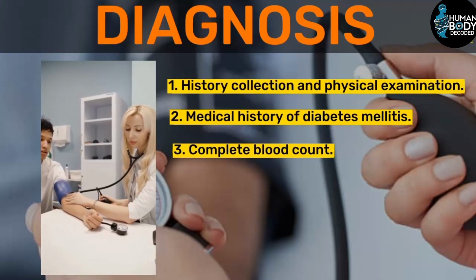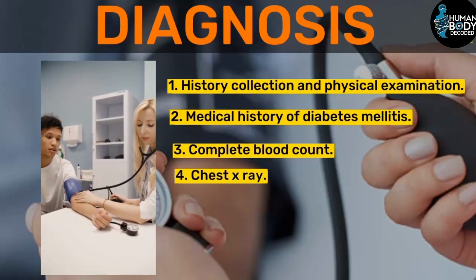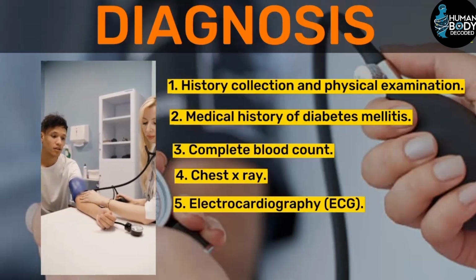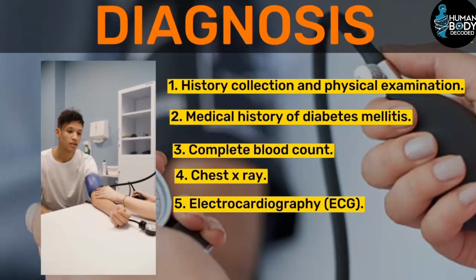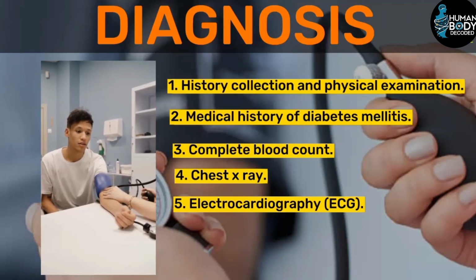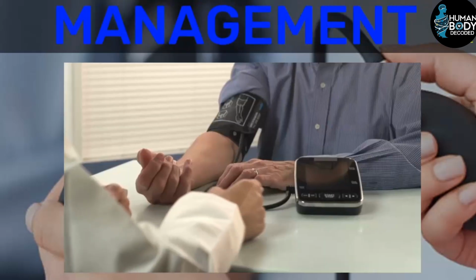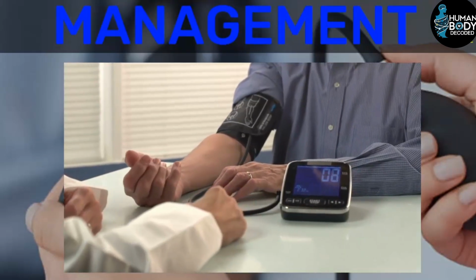After that, we perform a CBC, complete blood count. A blood test is conducted. Chest X-ray is taken, and ECG, electrocardiogram, is done. From all these tests, we find out whether they have hypertension or not. Now let's move to management. If someone has hypertension, what is the management for it?